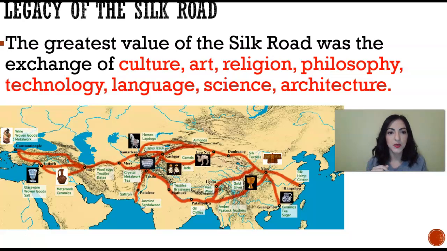But the legacy of the Silk Road basically is that it was an exchange of culture, art, religion, philosophy, technology, language, science, and architecture. So all of these different peoples are bringing everything with them, their knowledge, their experience, their culture, and it's being traded along these very specific stopping points. So if you look here on the map, you'll see certain objects that stand out: glassware, metalwork, textiles, oils, tea, sugar, spices, other things like that. And it was basically known to all travelers that were going up and down this road that these were where you could find these items, or these luxury items.